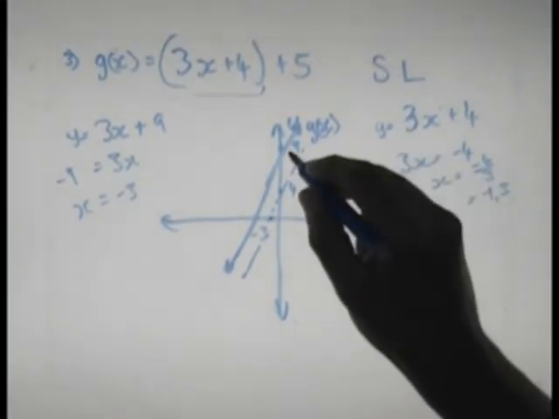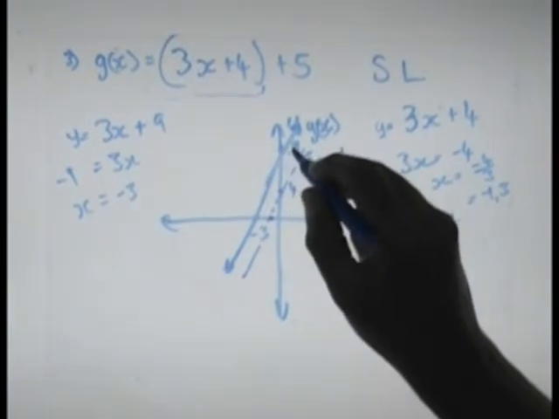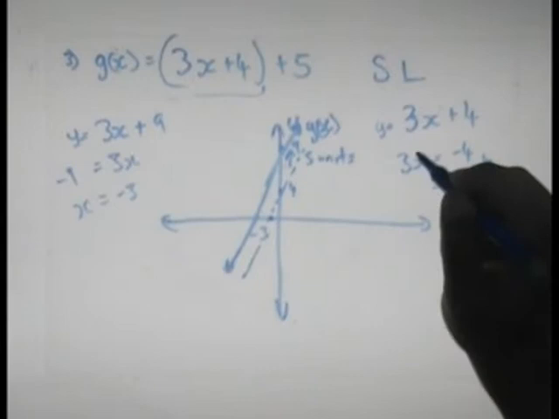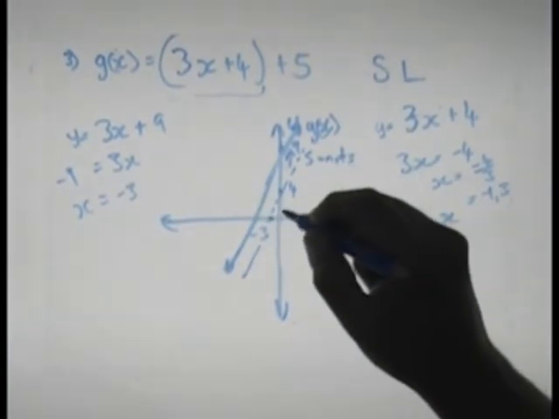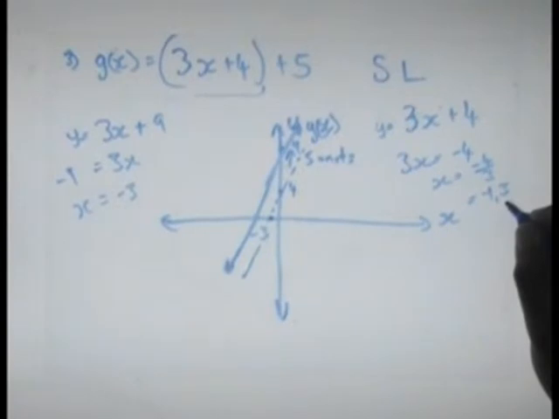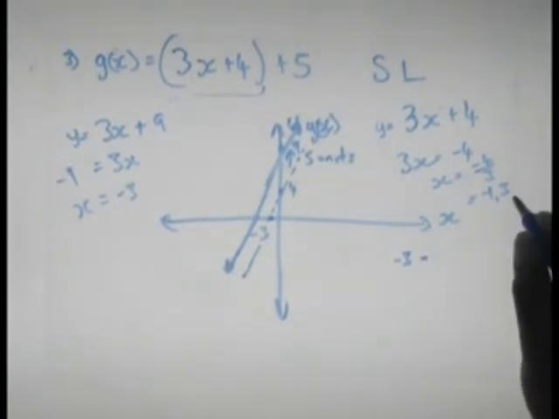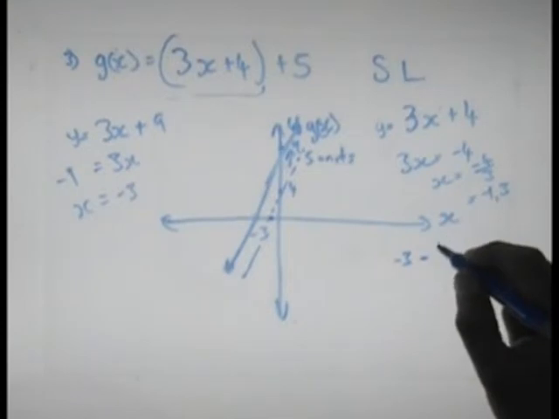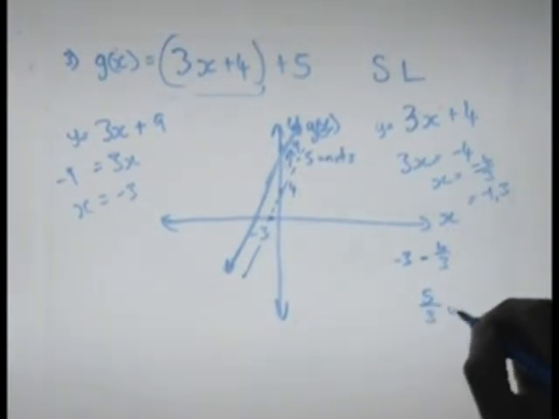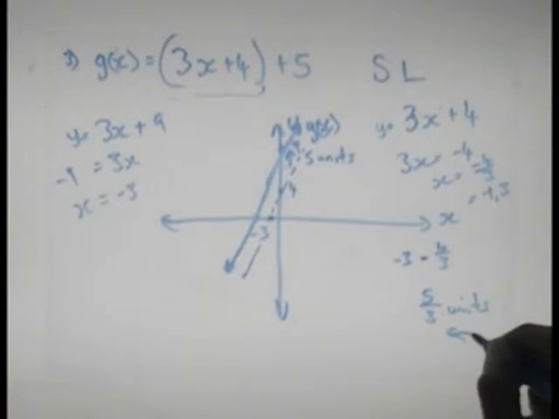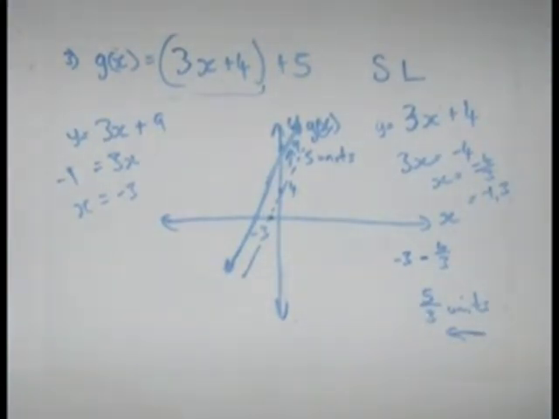That means that our old graph is 5 units lower than the new graph, which means that our graph has shifted up 5 units. And it's also shifted to the left a certain amount. That certain amount is from negative 3 minus 1.3, or 4 over 3. So our graph has shifted 5 over 3 units to the left. Now I'm going to expand a bit more on this later on when we look at the x shift.